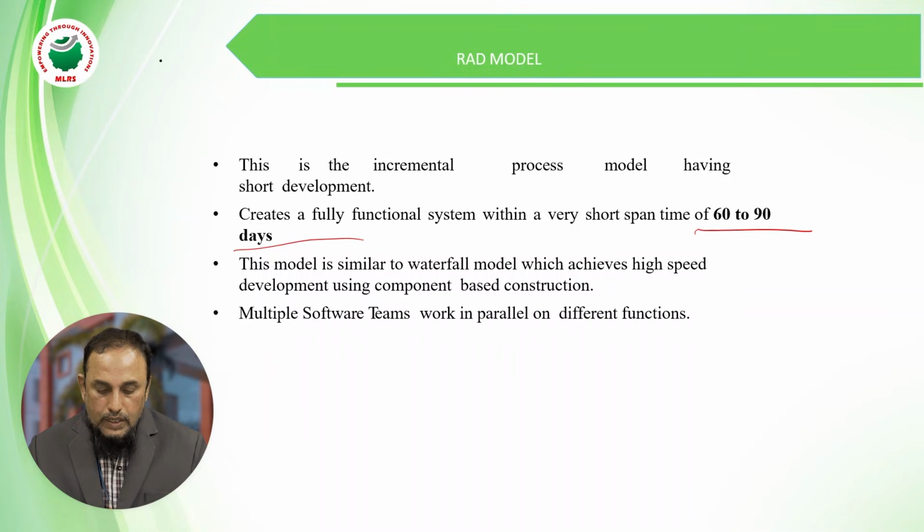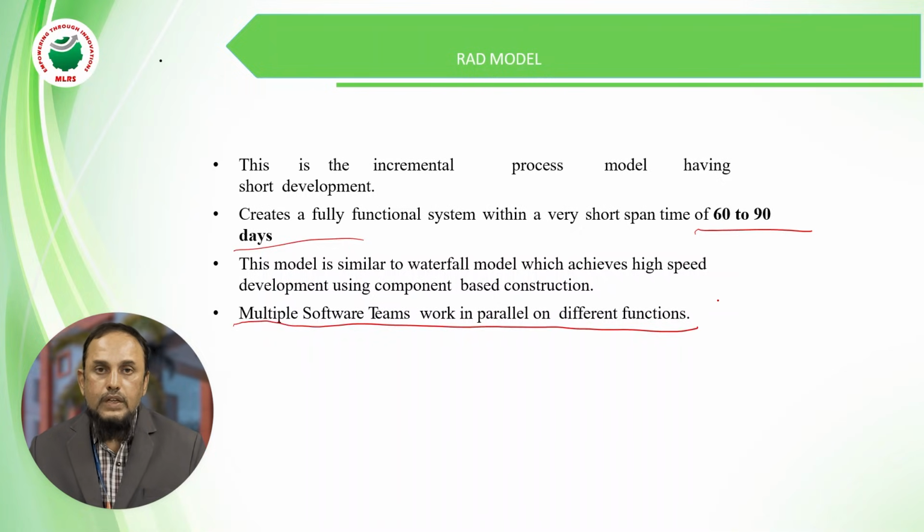In the RAD model, we require multiple software teams working in parallel on different functions, whereas in the incremental model we require fewer software teams. With fewer teams, we can complete the project, but it will take a lot of time, nearly 6 months to 1 year instead of 60 to 90 days. If we have to complete the software project in a small interval of time, 2 to 3 months, then we have to go for the RAD model. But here accuracy will be reduced.